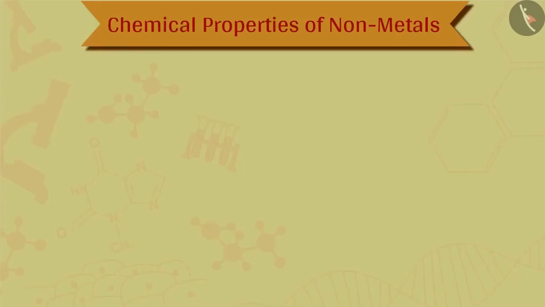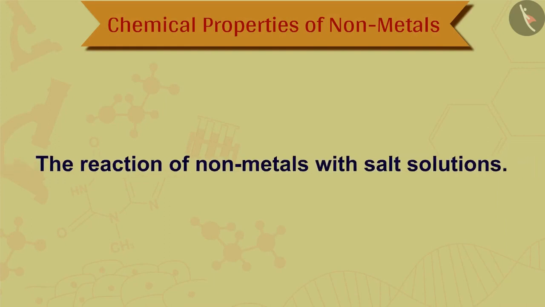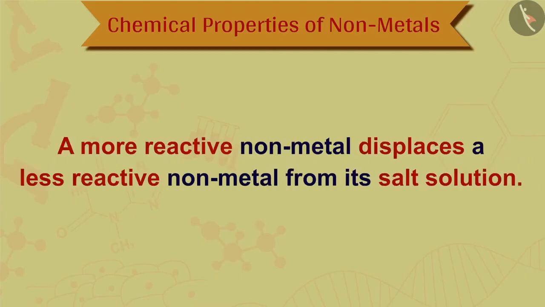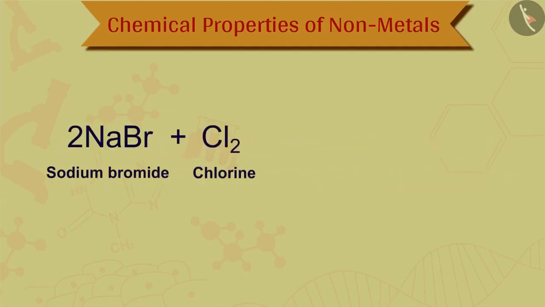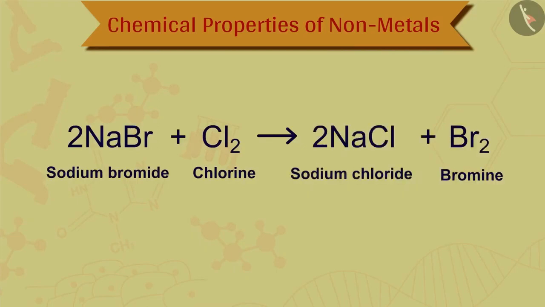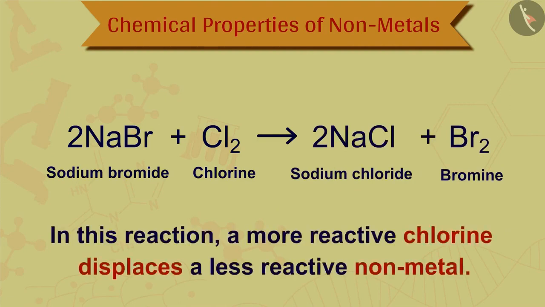The next reaction that we are about to study is the reaction of non-metals with salt solutions. And children, this is one of the most fascinating reactions, as a more reactive non-metal displaces a less reactive non-metal from its salt solution. For example, when chlorine is passed through a solution of sodium bromide, then sodium chloride and bromine are formed. In this reaction, a more reactive chlorine displaces a less reactive nonmetal from its solution.